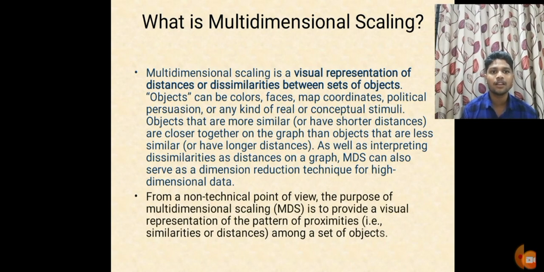As well as interpreting dissimilarities as distances on a graph, multidimensional scaling can also serve as a dimension reduction technique for high dimensional data. From a non-technical point of view, the purpose of multidimensional scaling is to provide a visual representation of the pattern of proximities, that is, similarities or distances among a set of objects.